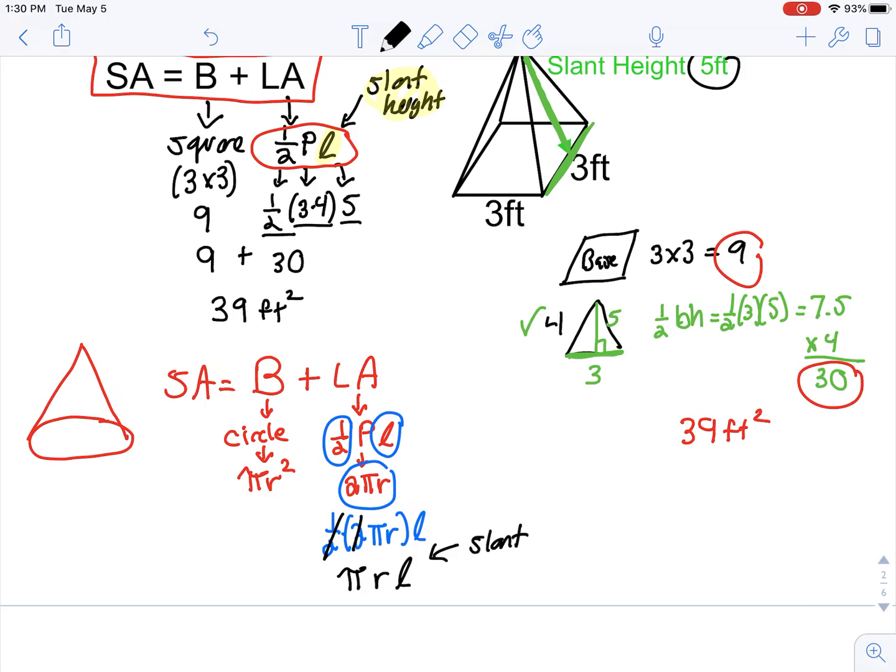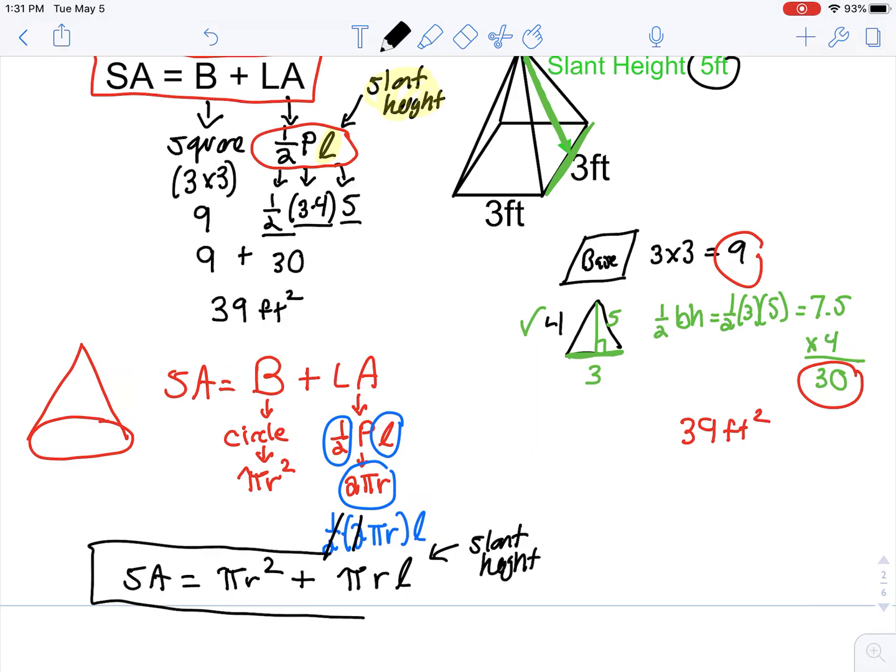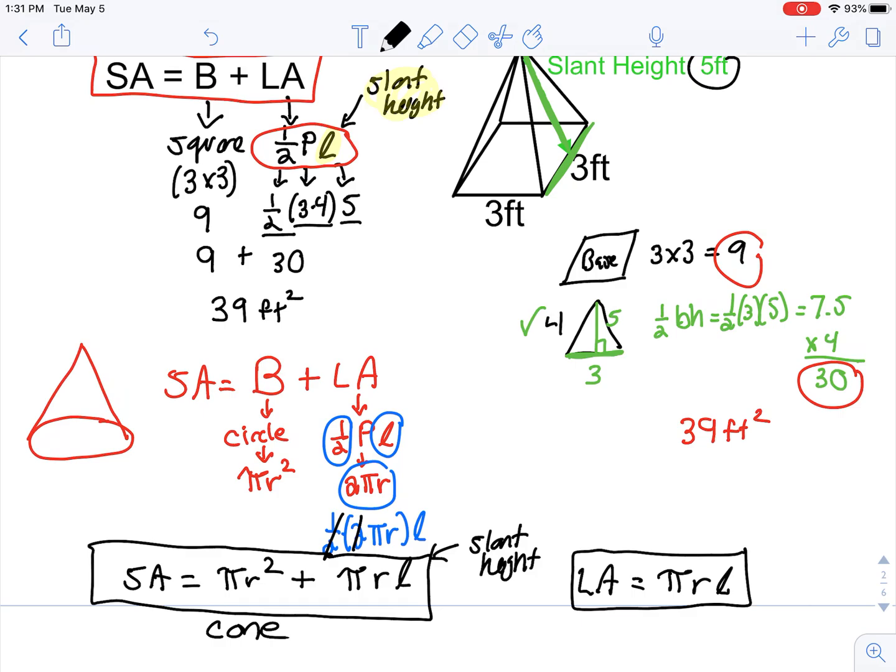Keep in mind, L stands for slant height, not height. And then, of course, if I want the surface area, I would have to add that to the area of the base, pi r squared, and we would end up with this formula for the surface area of a cone. If I only wanted the lateral area of the cone, that would be the formula pi r L. So I wanted you to see where these formulas come from.